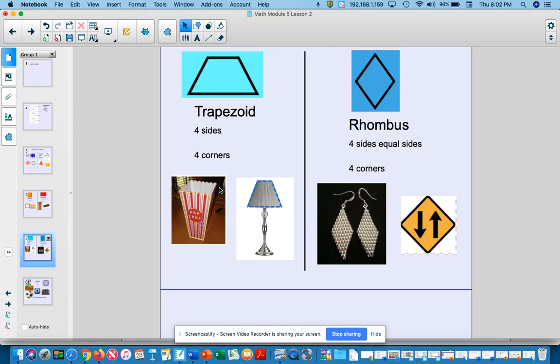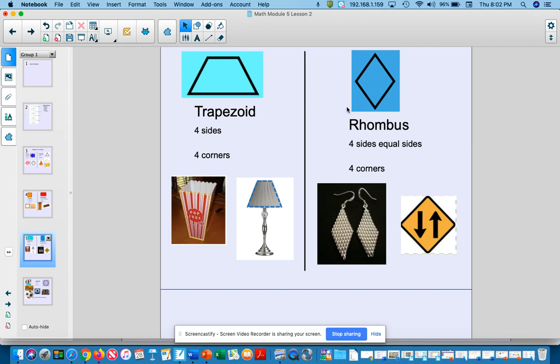So where do we see trapezoids? Well, a trapezoid might be on your popcorn. When you go to the movies, you have a popcorn holder, so you see that trapezoid shape. Or maybe even your lamp at home might have that trapezoid shape.